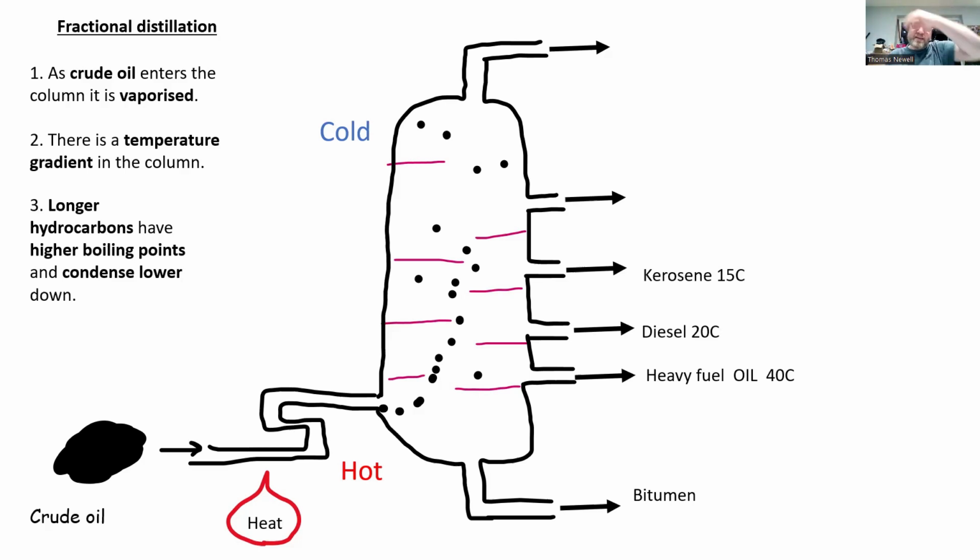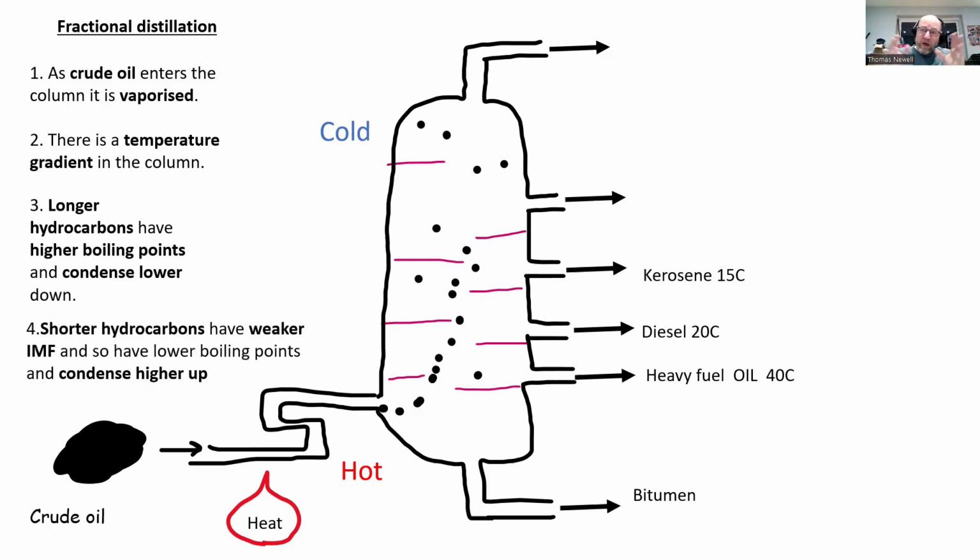That condenses next. It has a lower boiling point than diesel or heavy fuel, which have a higher boiling point. Okay. Shorter hydrocarbons, smaller ones like methane, ethane, propane, butane, pentane, hexane. These shorter hydrocarbons have weaker intermolecular forces, so they have lower boiling points and they come out higher up the tower. So petrol, which is mainly made of 8 carbons, which is octane, and LPG, which is like natural gases like methane, ethane, propane, and butane.